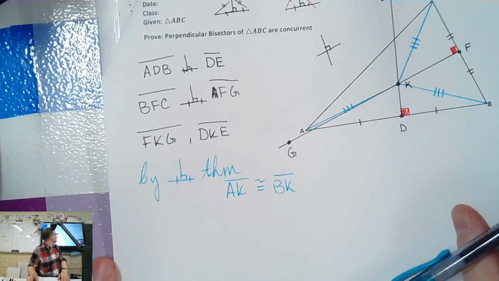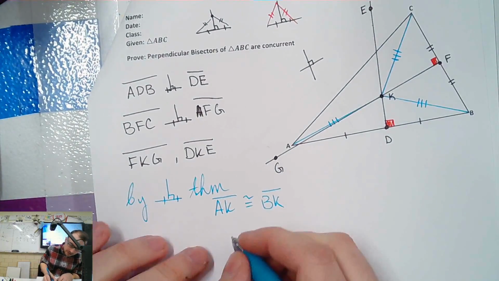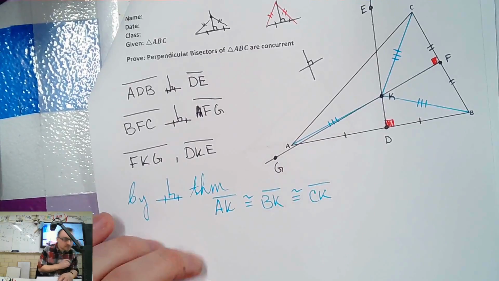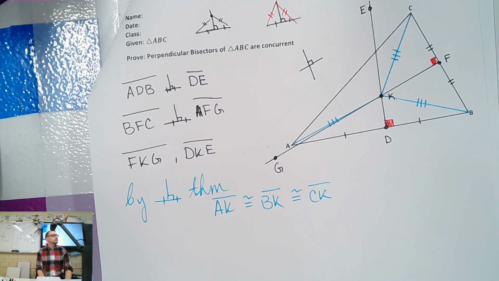Right? Also by the perpendicular bisector theorem, I know that BK and CK are the same as well. I'll just throw it on there. You could write a whole different statement if you want. They're all congruent.